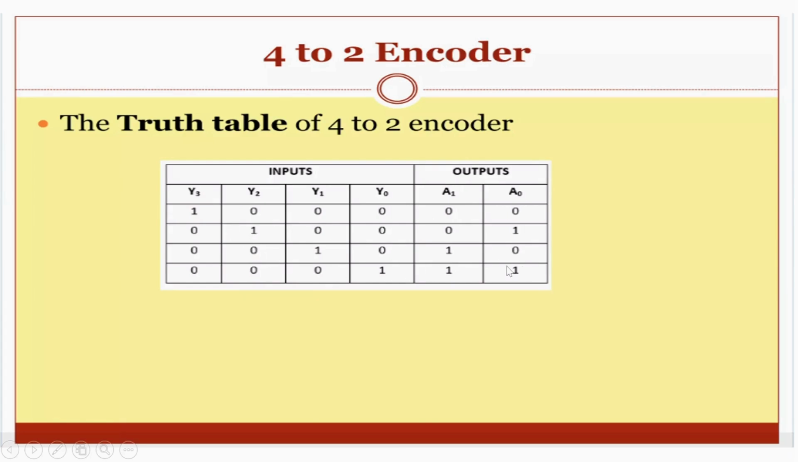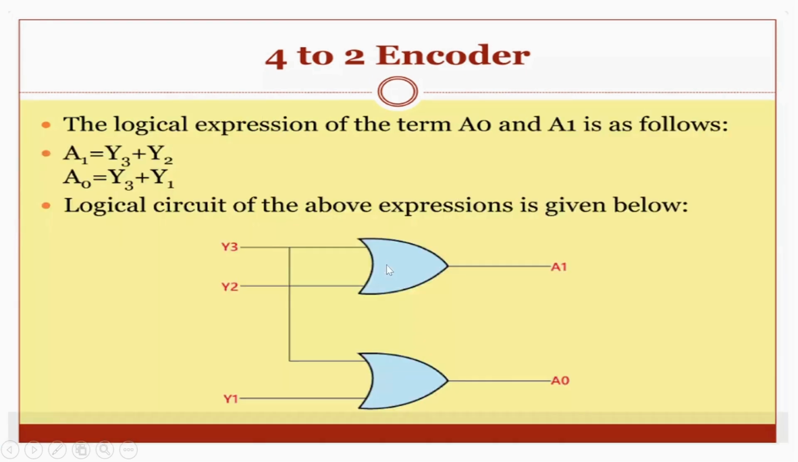And for this one the logical expression should have been y3 complement, y2 complement, y1 complement, and y0. But we took only y0 because the values of y1, y2 and y3 are all 0, so they will not work. That's why we only took y0. So the logical expression will be like this.